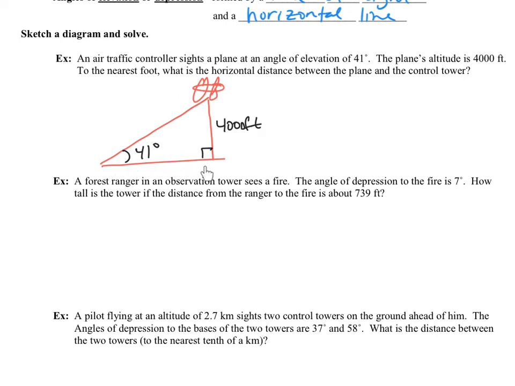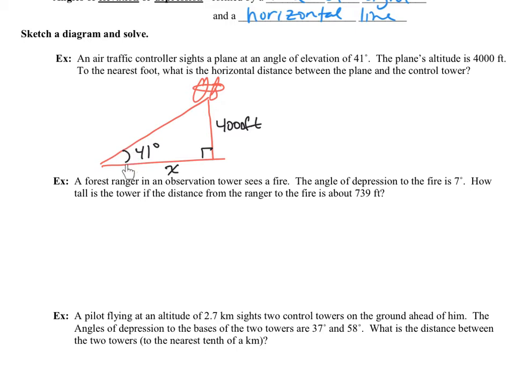So that horizontal distance would be this distance along the horizontal line. Since we don't know that, let's go ahead and call that x, okay? So now we can use our trigonometry skills to find out what x is. What we're going to do is base our thinking on this 41-degree angle.